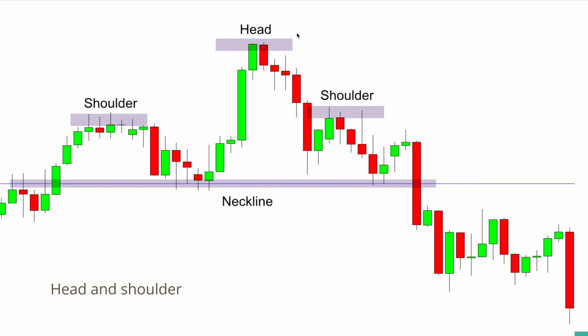That's the pip count. So you count the pips from the head to the neckline and then measure it from this point. That will be your target. That's how to trade the head and shoulder pattern. The head and shoulder pattern is one of the most reliable price action chart patterns in the financial market.